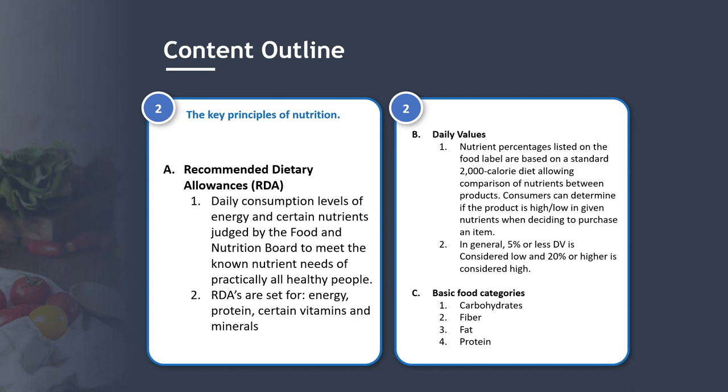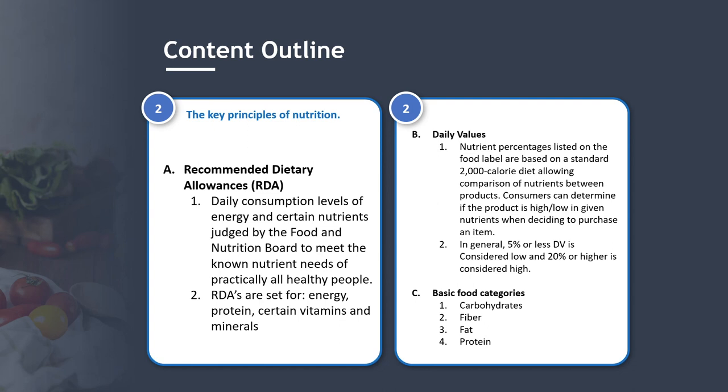Daily values. Nutrient percentages listed on the food label are based on a standard 2,000-calorie diet, allowing comparison of nutrients between products. Consumers can determine if the product is high or low in a given nutrient when deciding to purchase an item. In general, 5% or less daily value is considered low, and 20% or higher is considered high.